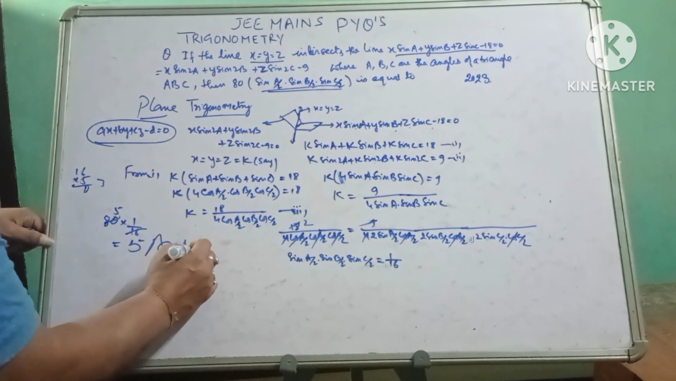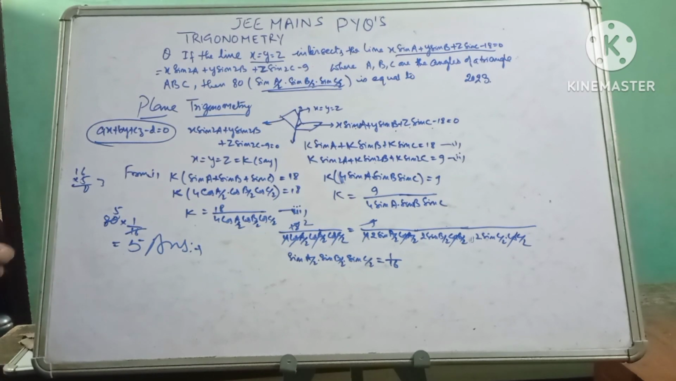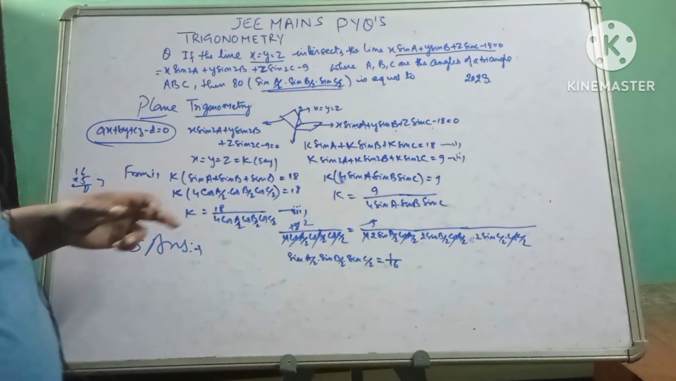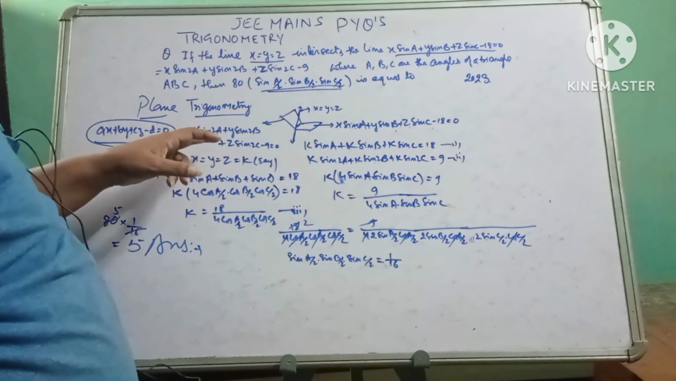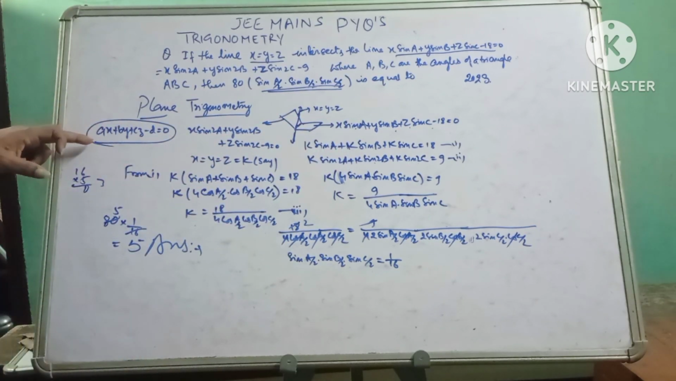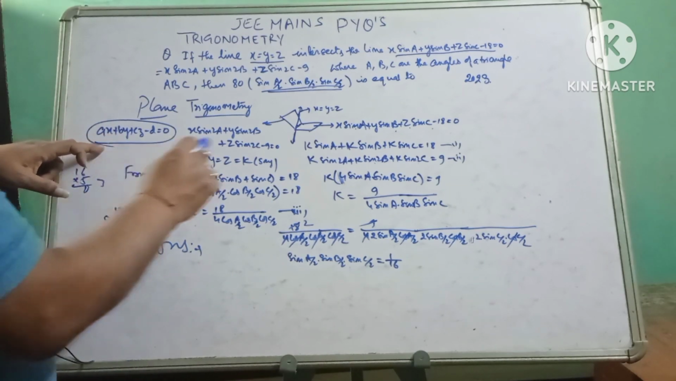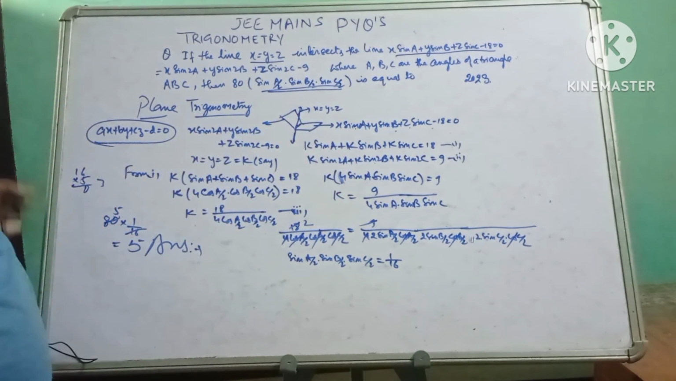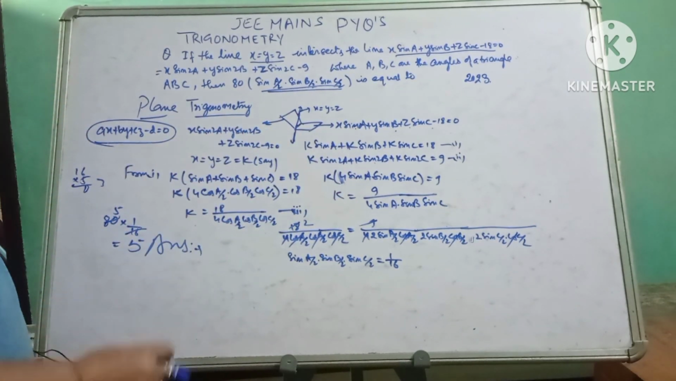This is your answer. So here you see, you may think why I considered this as a plane. You must know that this is the equation of the plane, and you see the setting of this and the setting of this, both are the same, and both are equal to 0.